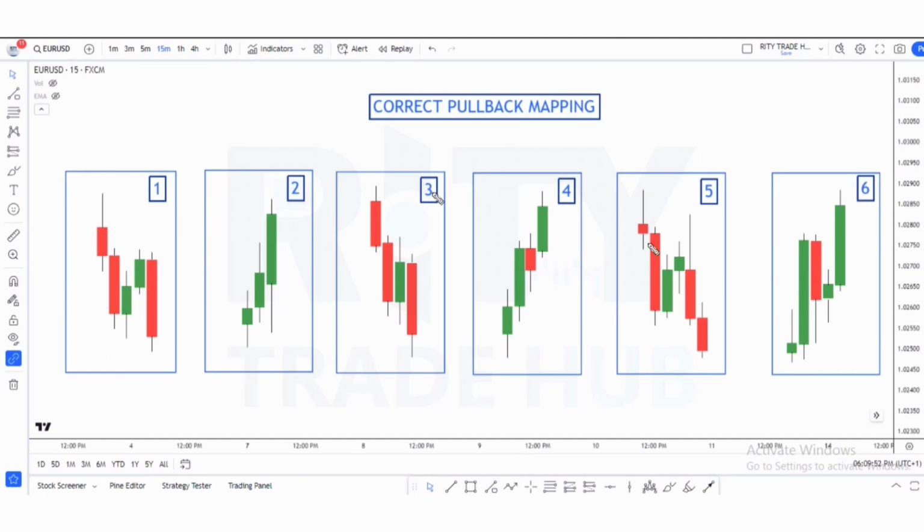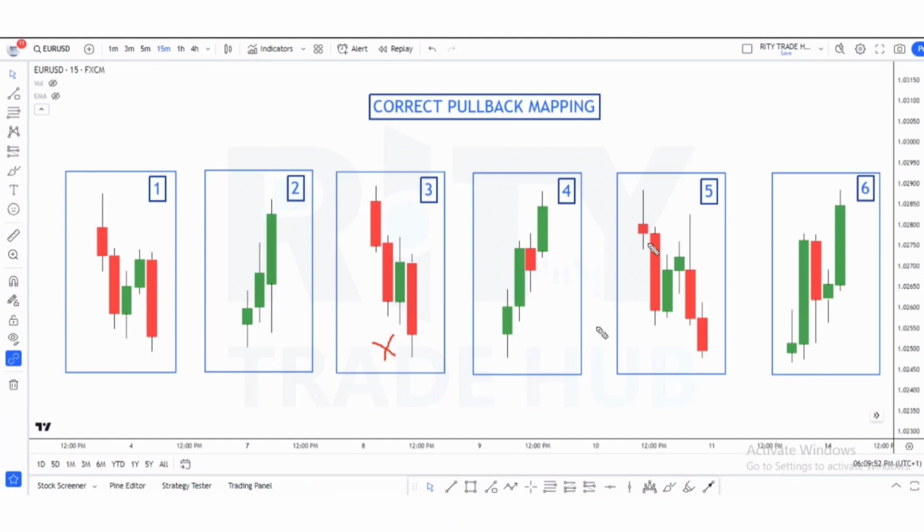Sorry for my drawing, guys. So this is not a valid pullback because the high is still protected. Alright, so it did not sweep the high of the previous candle. This is not a valid pullback. So if you are marking out here as your inducement zone, then you are going to get trapped. You are going to fall into the smart money trap, right? So this is not a valid pullback.